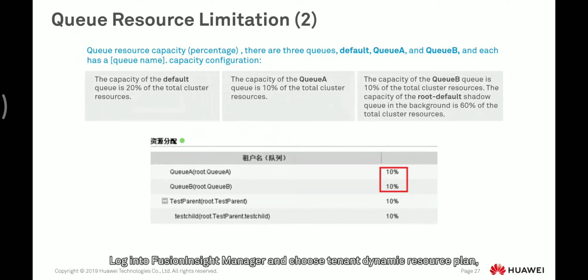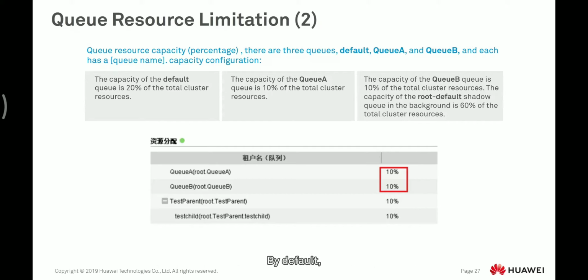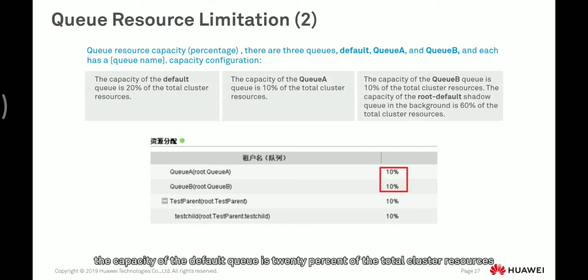Log into FusionInsight Manager and choose Tenant, Dynamic Resource Plan, Resource Distribution Policy. We can see the following page. The resource allocation area shows the resource capacity for each queue. The resource capacity of queues can be configured by users. By default, the capacity of the default queue is 20% of the total cluster resources, and the capacity of new queues is 10% of the total cluster resources if the user does not modify the default configuration.